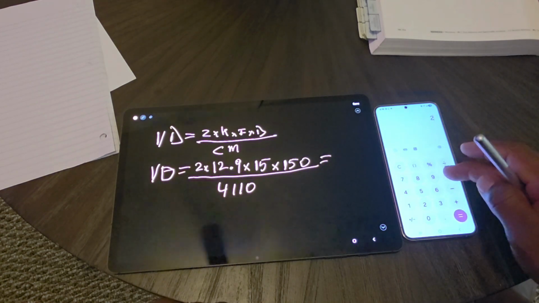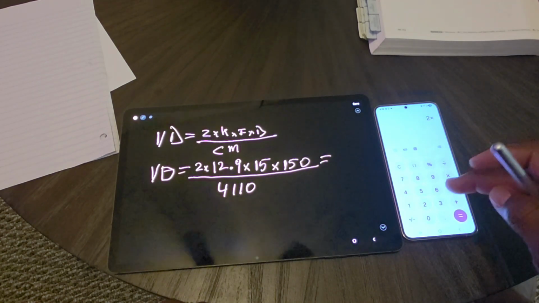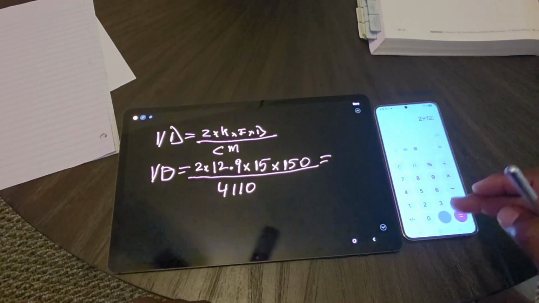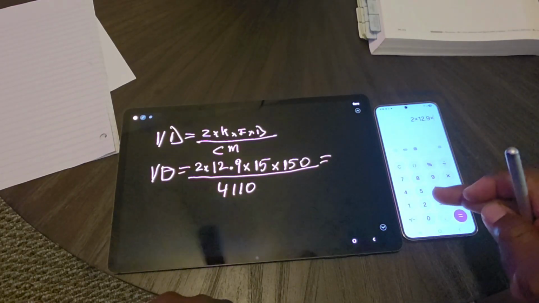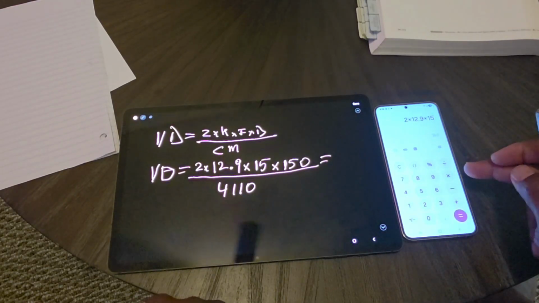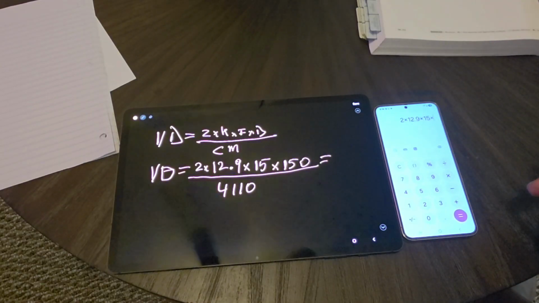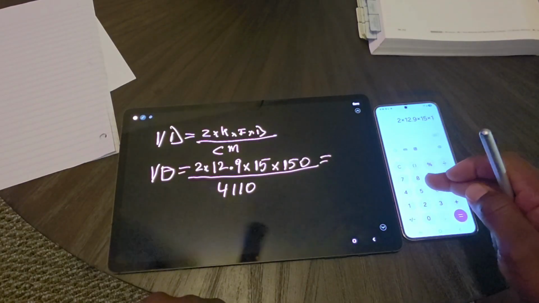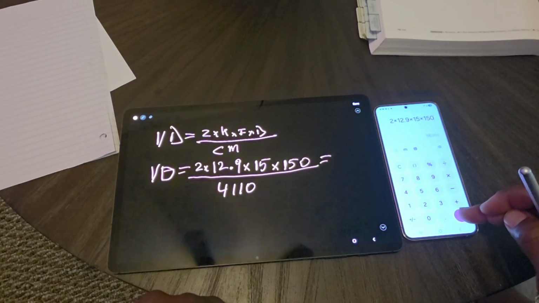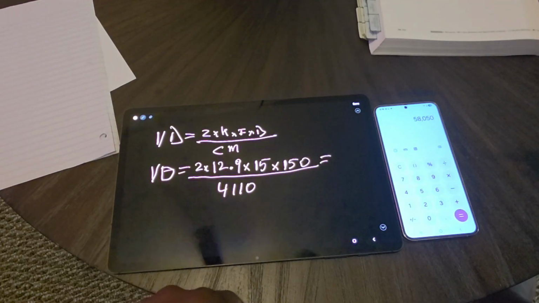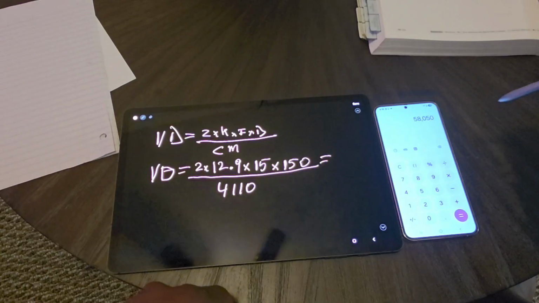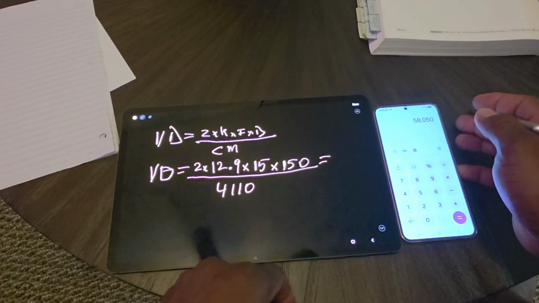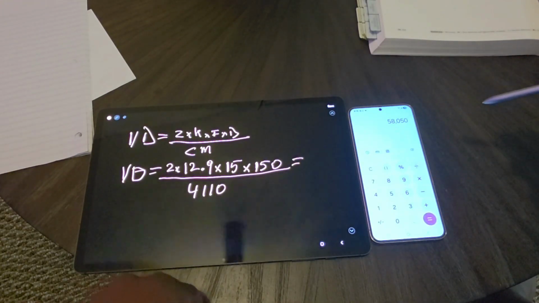We're gonna do 2 times 12.9 times 15 times 150. And sometimes when you're making a big calculation like this, you guys got to be careful. So it's 58,050. Okay, I don't know if you guys can see it. It's 58,050.